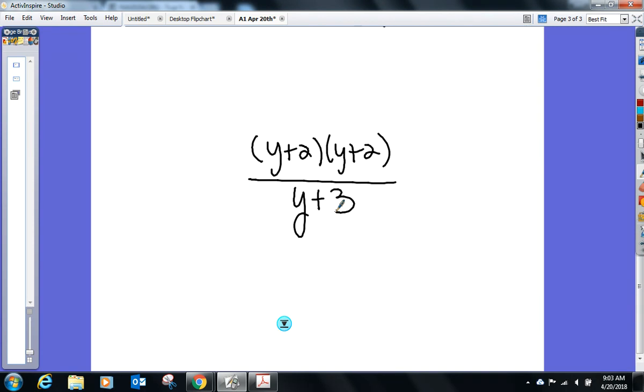Caitlin: Could you then though rewrite it as y plus 2 squared? You could, yeah, that'd be fine. But what I'm just saying is you can't cross anything out. This is done. All right, everyone good? Numerator with a denominator. Any other questions, concerns? Okay, let's go.